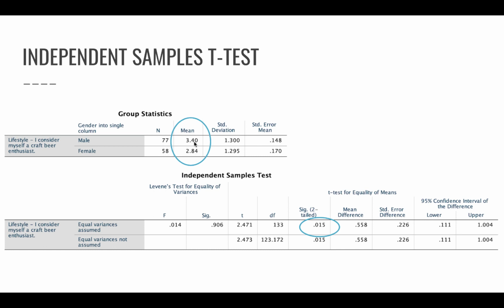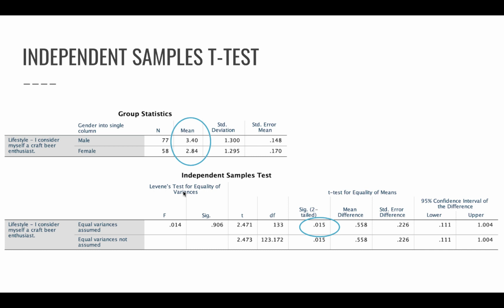Now, are these two means different from one another or not? That's the question. So to find out, you look right here in your significance two-tailed in the next table of your output. The p-value is 0.015. This is smaller than 0.05, so yes, there is a significant difference between males and females in terms of how much they consider themselves craft beer enthusiasts. Males have a higher average than females.